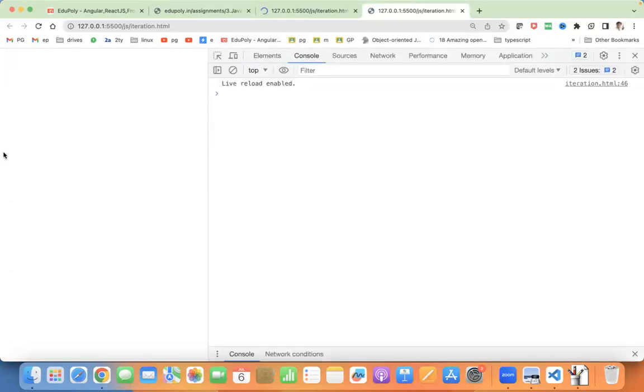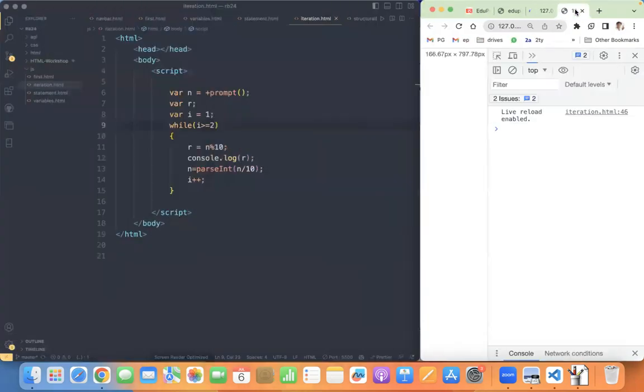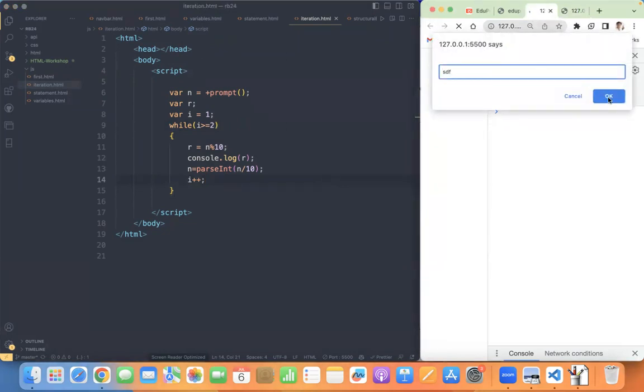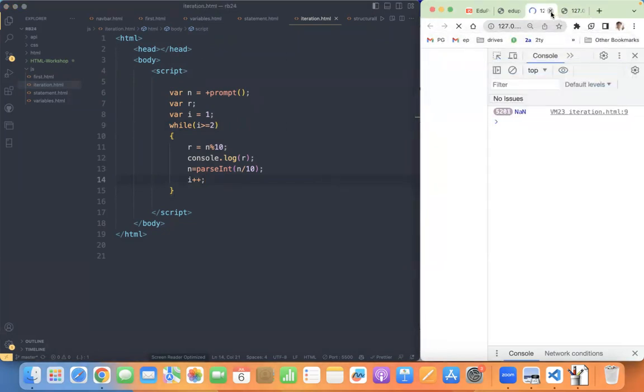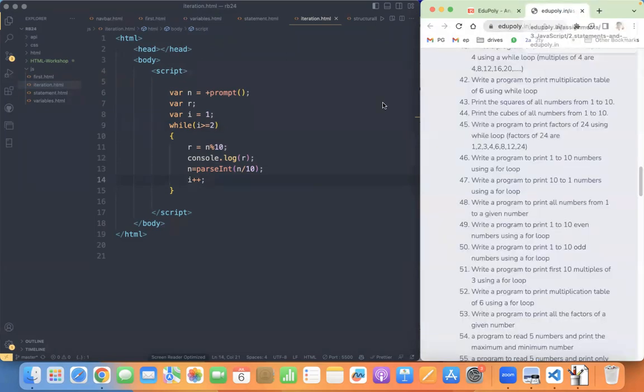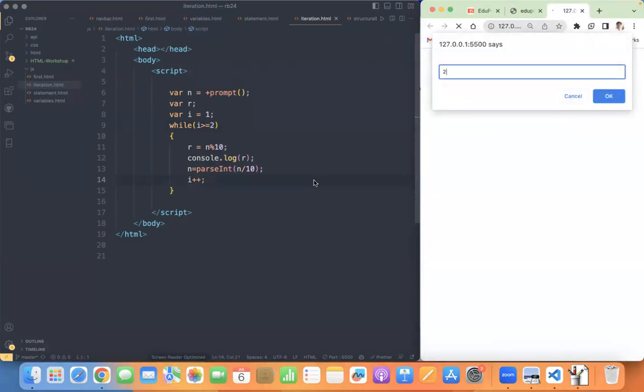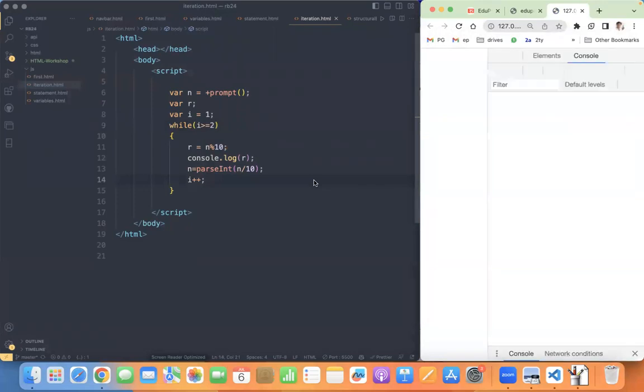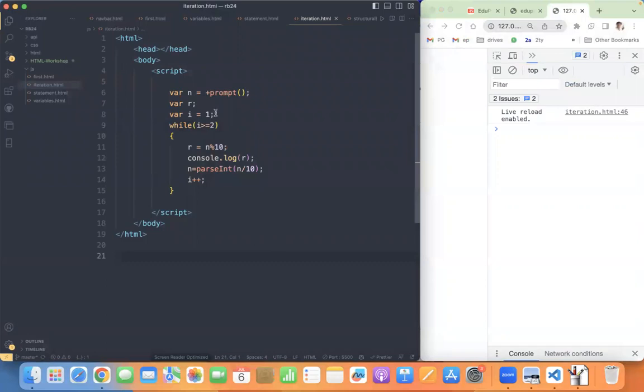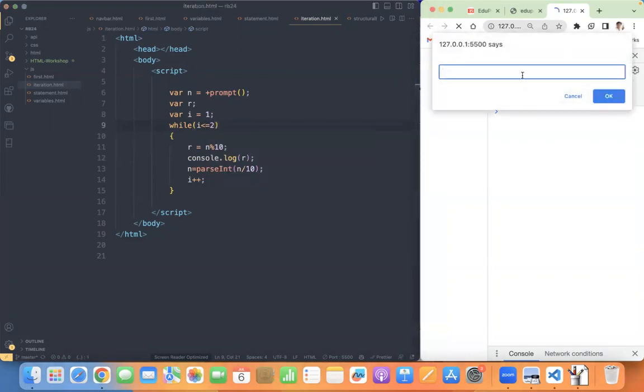Nothing came, mummy. Wait. Oh, I less than or equal to 2. Come on yaar. I don't remember why I put greater than. That's okay.